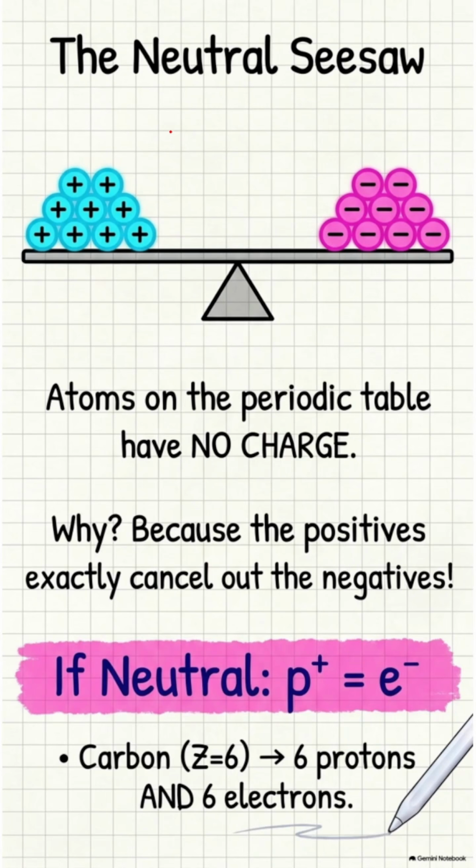In case of any atom that is neutral in nature, as you can see all the atoms that are present in the periodic table, they are neutral because the number of protons is exactly equal to the number of electrons. That's why they just cancel out each other's effect, and you can see a neutral body.